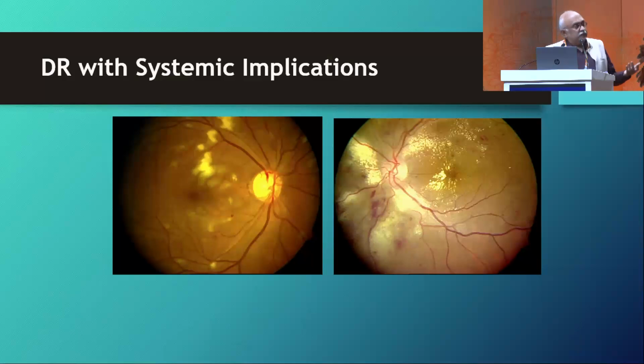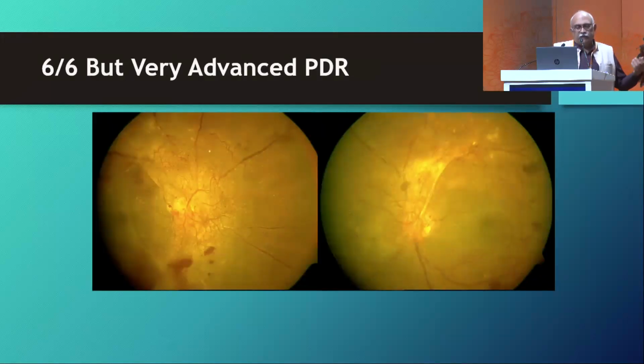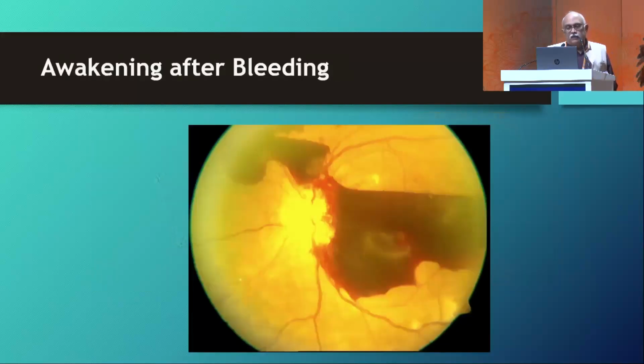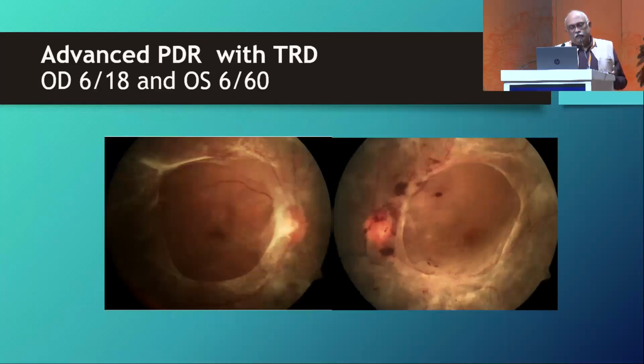There are diabetic retinopathy cases with systemic implications, like these cases I showed. The hard exudates are lipids, much more due to hyperlipidemia, and the other one has uncontrolled hypertension and plenty of cotton wool spots. So systemic implications are there in the findings, and sometimes the vision is 6/6 with very advanced diabetic retinopathy, and they all wake up after bleeding. And you can get good vision with a lot of fibrous tissue. If you touch the eye, it is likely to worsen over time.